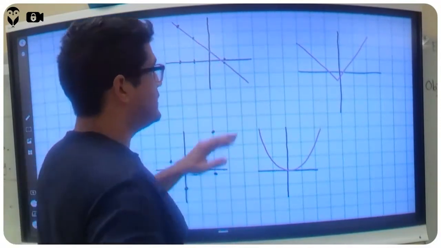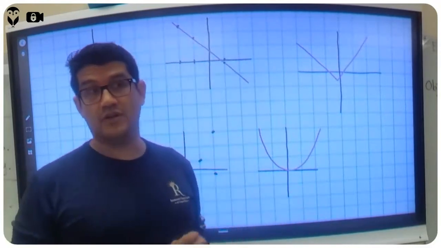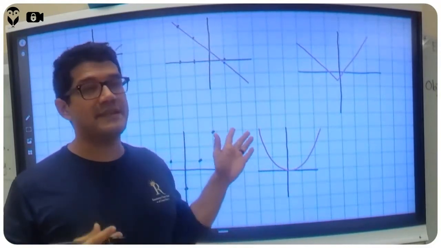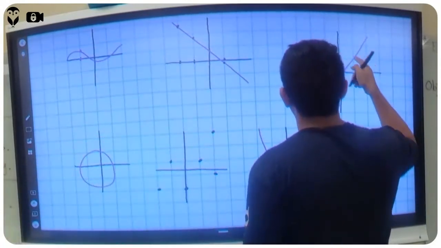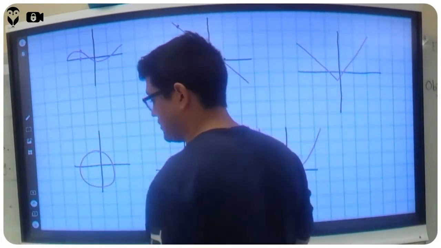So we're good. What about this one? Is this linear? It does make a straight line, but it has a bend in it, which means no, it is not linear. Is it a function? Yes, it is a function.